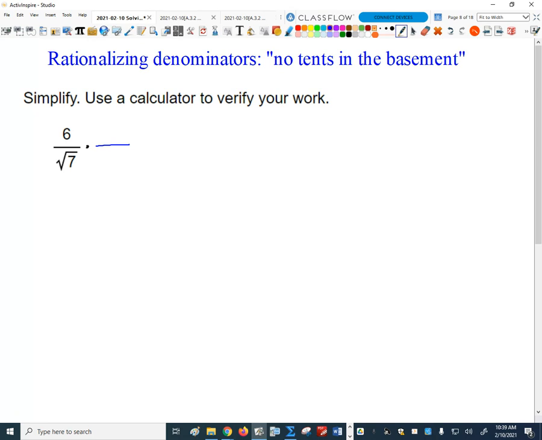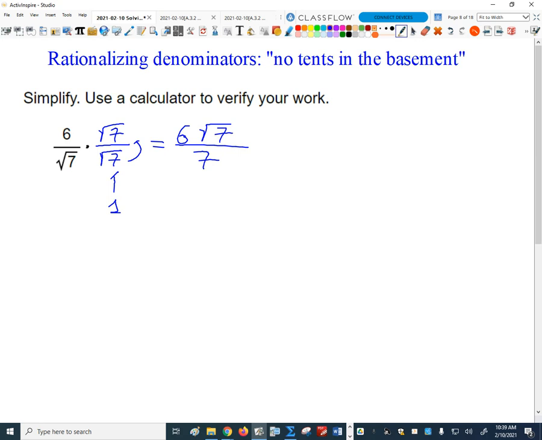How can I multiply the square root of 7 by something and get a result that is not a radical, that is rational? Don't you like multiply it by itself? There you go. I multiply the square root of 7 times the square root of 7, but I need to have that on the top too then, right? So this whole thing is just equal to 1, right? And then I multiply fractions straight across. And I know you guys know this. So the square root of 7 times the square root of 7 is 7. On the top, I get 6 times the square root of 7.